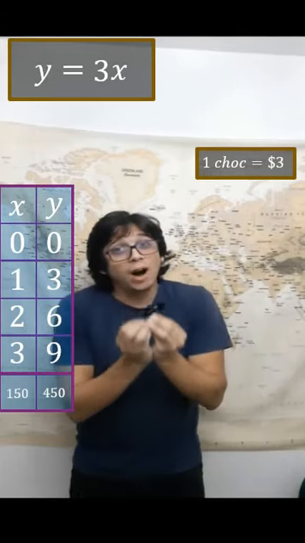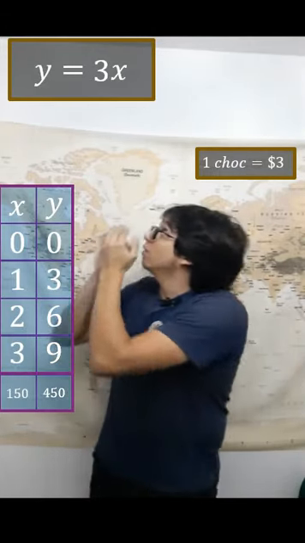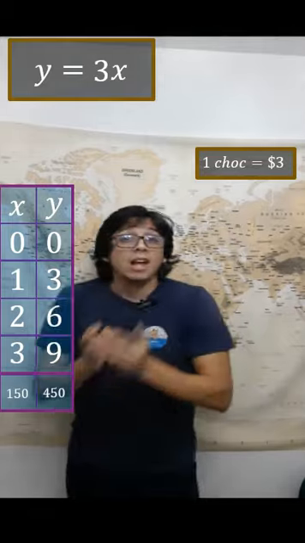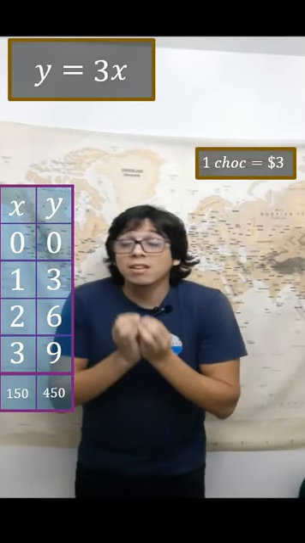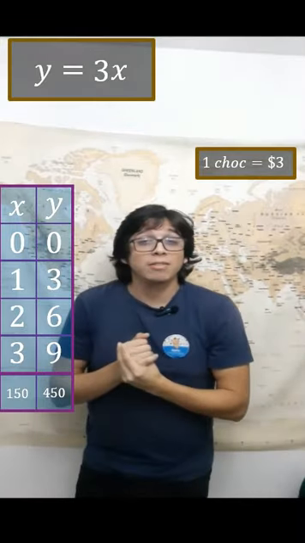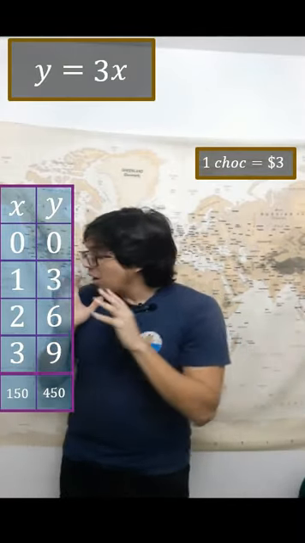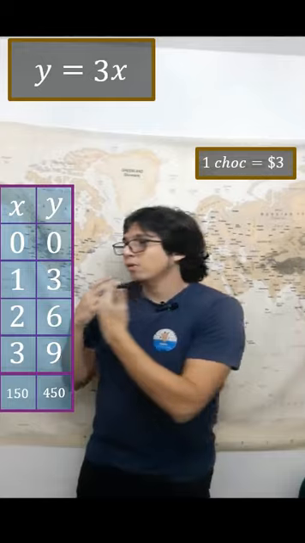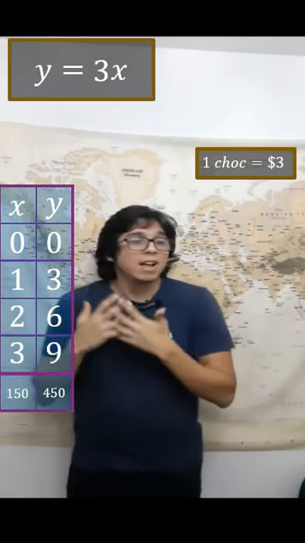So the value of y is always going to be equal to the value of x times 3. The amount of money we need is always going to be equal to the amount of chocolates we have times 3. Now, how does this table look in a graph? How does this proportionality look in a graph? Let's take a look at it.